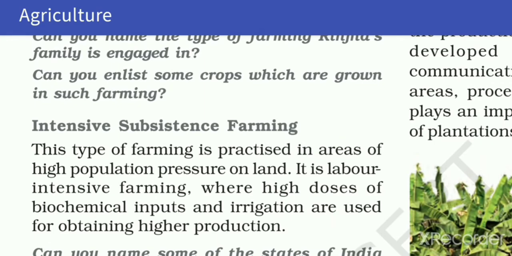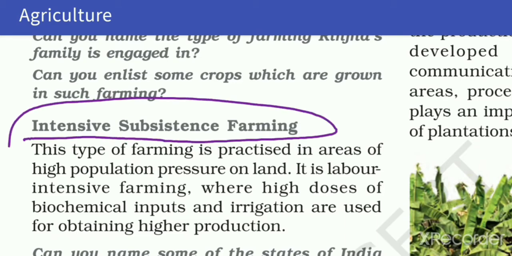Now the second type of farming is intensive subsistence farming. This type of farming is mainly practiced in those areas or regions or countries where the cultivable land is limited and density of population is very high. Then the farmers apply modern inputs like higher doses of biochemical inputs, means high yielding variety seeds, chemical fertilizers, pesticides, insecticides, etc. in order to obtain higher yield.